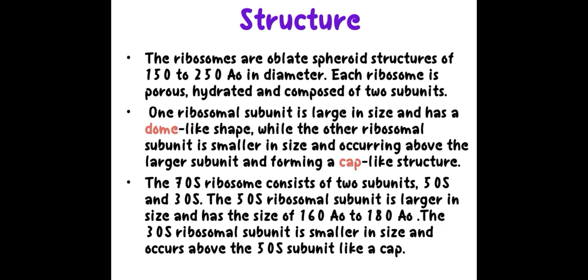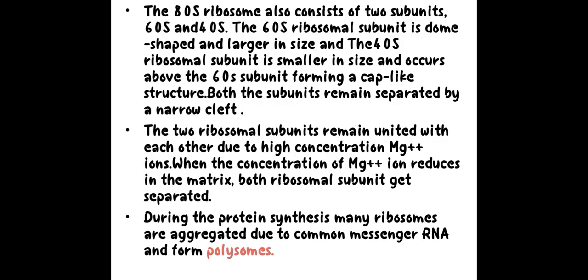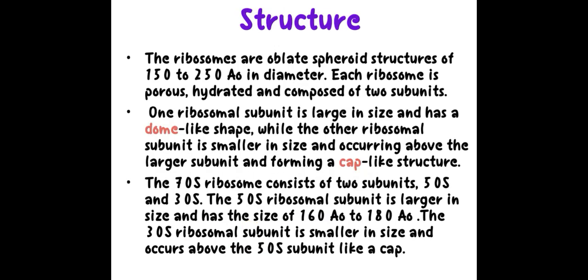Continuation of the previous video about the ribosomes. So, structure: the ribosomes are spherical, not spherical but spheroid structures of 150 to 250 Å in diameter. Each ribosome is porous, hydrated and composed of two subunits.